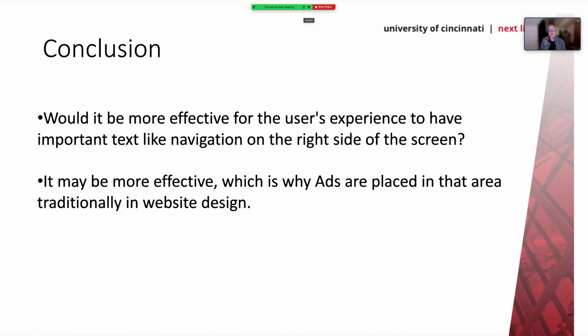In conclusion, I think that in light of what neuroscience has discovered about the left and right brain function related to sight, it may be more effective to place the important text, like navigation, on the right side of the screen. But guess where most ads are traditionally placed in a digital layout? You guessed it, on the right side of the screen. In conclusion, learning how the corpus callosum operates can translate into other fields outside of neuroscience, like design.